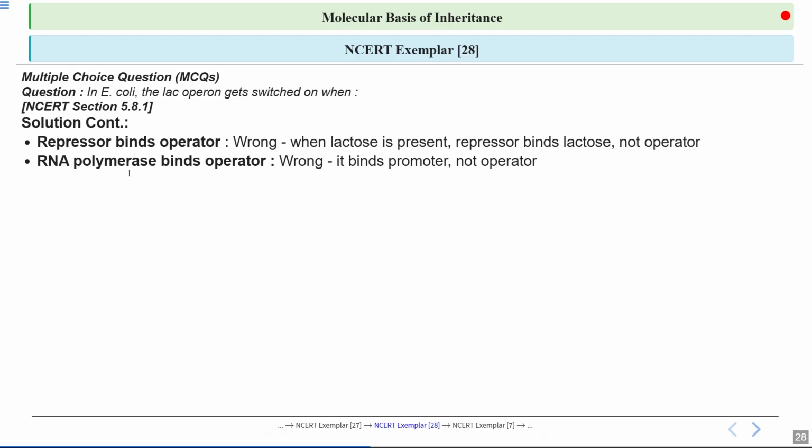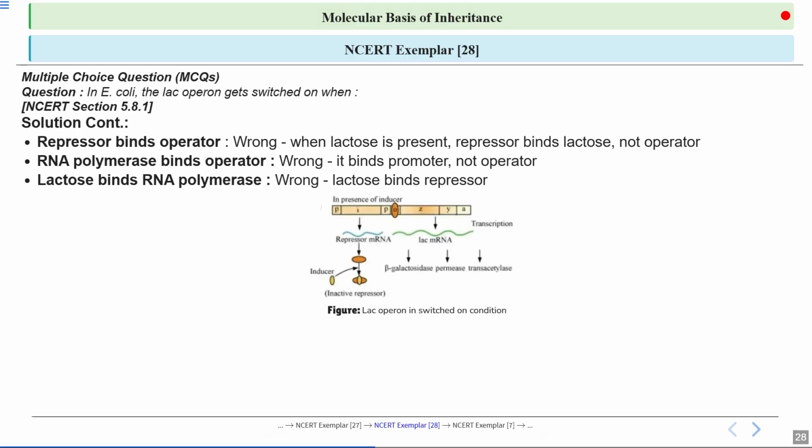One of the options was RNA polymerase binds to operator. This is also wrong because RNA polymerase binds to the promoter, not the operator. Lactose binds to RNA polymerase. This is also wrong because lactose binds to the repressor, not RNA polymerase. This inducer is lactose. Lactose is binding to the repressor. This is a repressor protein.